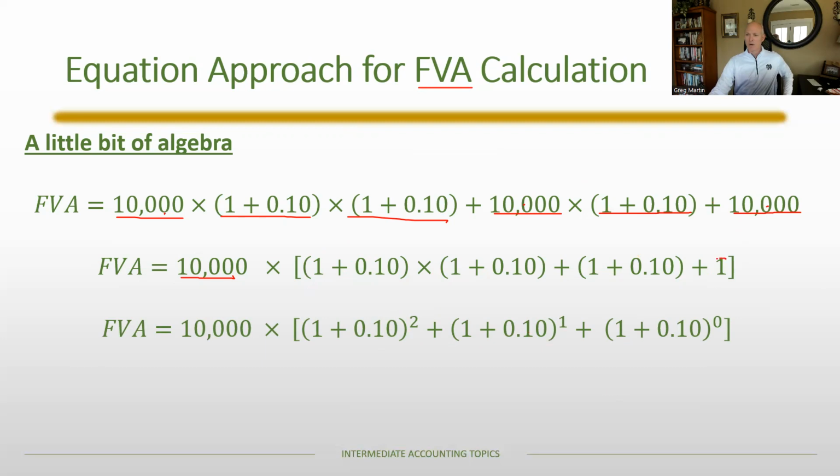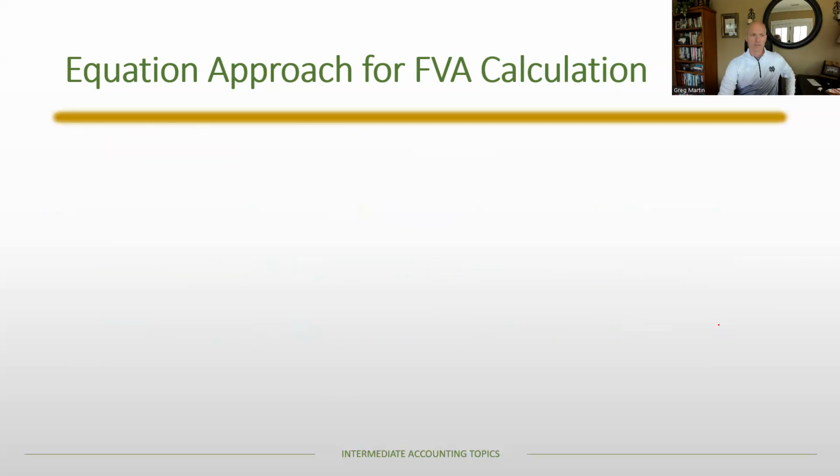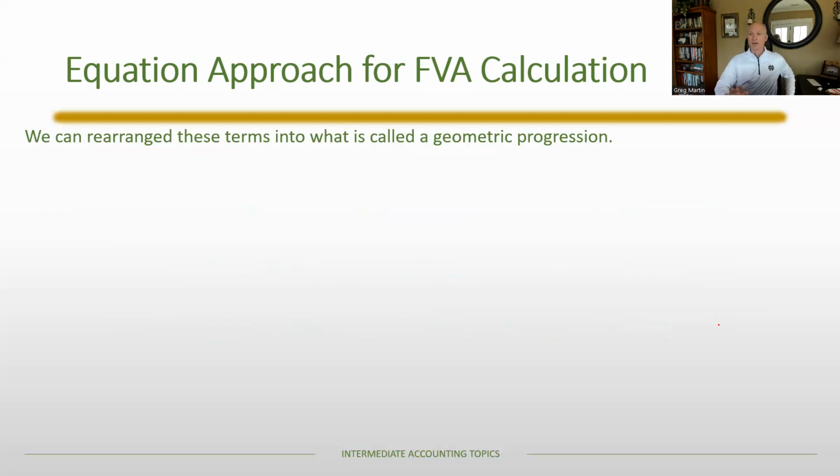And if I want to rewrite 1, we know that we can take any amount or any term, and if we put it to the 0 power, it equals 1. So I'm just rewriting it this way, and you're going to see why in a second. But essentially now I have $10,000 as a basis, and then I have this progression, right? I have a squared term, a singular term, and then a term to the 0th power. All right, now here's where it gets a little complicated. And by the way, not on the test. As far as doing the math, I want you to understand the concept.